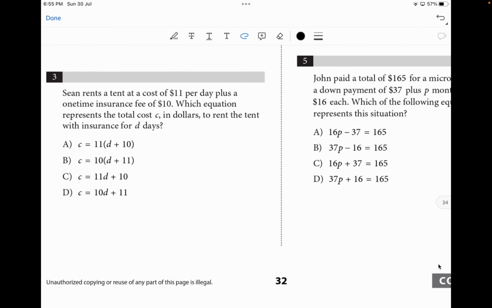Scene rents a tent at a cost of $11 per day plus a one-time insurance fee of $10. Which equation represents the total cost C, in dollars, to rent the tent with insurance for D days?